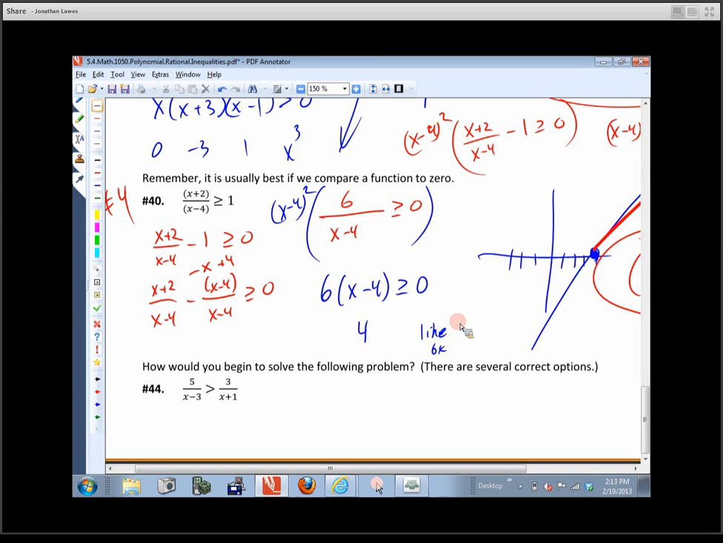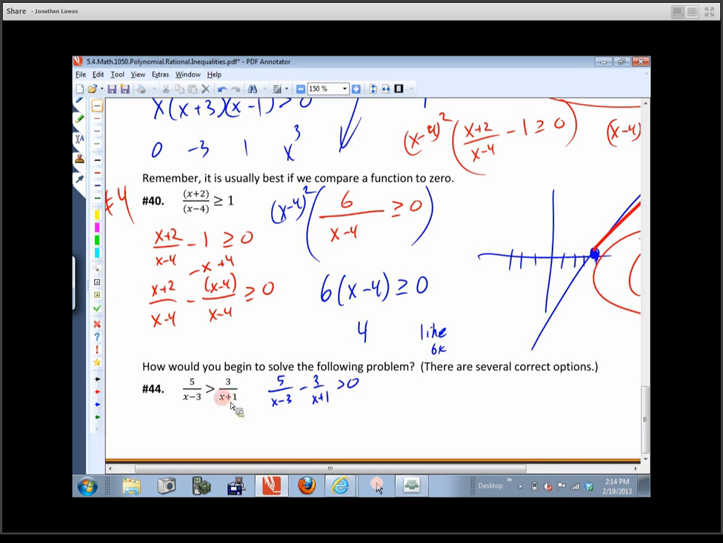Okay, before we get too far, let's kind of figure out the ideas. Ideas on how to solve this. Zach. Well, I would just set it equal to 0, so I'd move the 3 over (x plus 1) to the other side. Okay, so option 1 would be to start it like this. Does subtracting this to this side change the direction of the inequality? No. Okay.